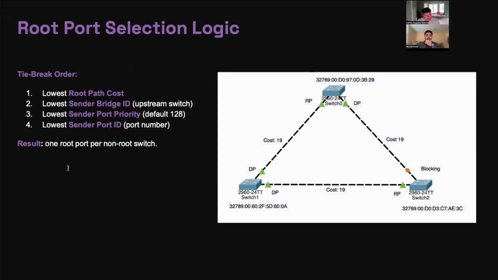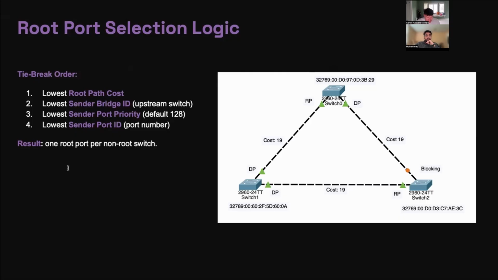So switch 0 will choose the link between the one that we have mentioned here, the designated port and root port. That link, and same for switch 2, it will use the link which has the cost 19.